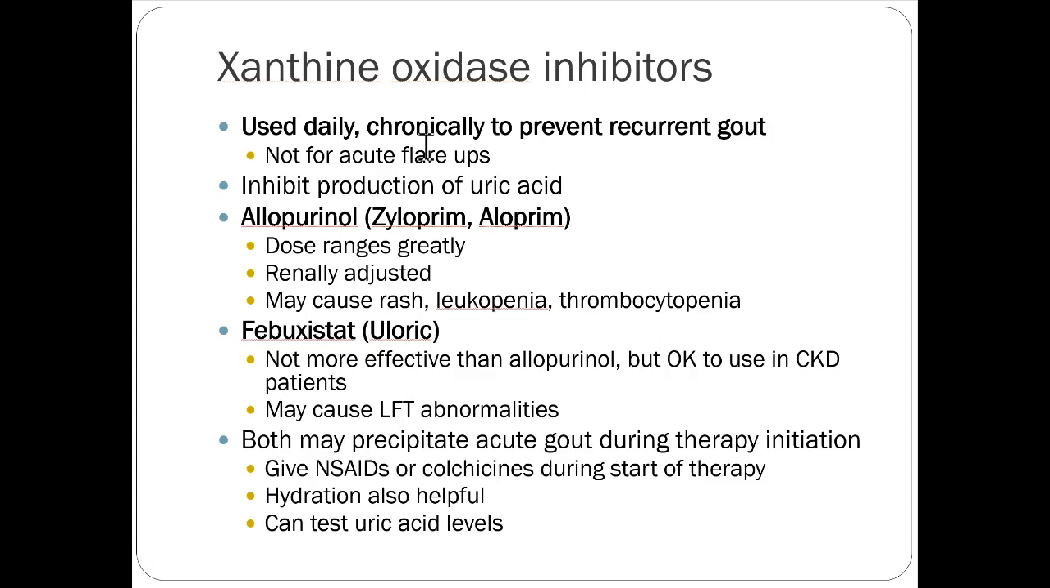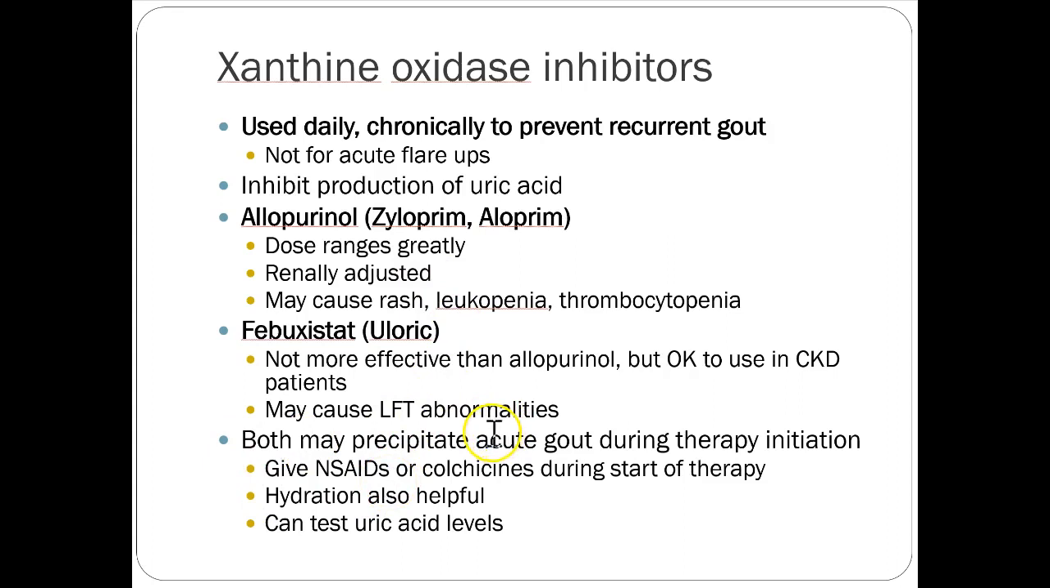It's been used for quite a few years. It's well tolerated mostly. It is renally adjusted, so you may run into issues with patients with renal dysfunction using this medication. The other drug is febuxostat or Uloric, which is a new medication. It's brand name only. It's not more effective than allopurinol, but it is okay to use with CKD patients. So generally speaking, no one's going to use Uloric because it's expensive unless they have kidney failure and gout. So then Uloric could be an option for them.